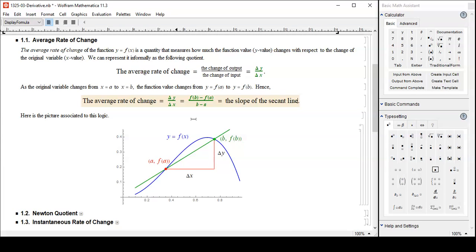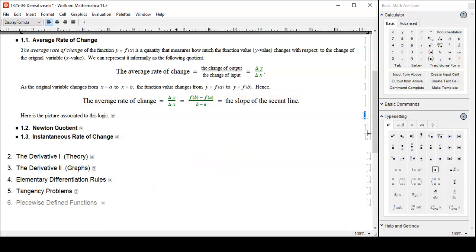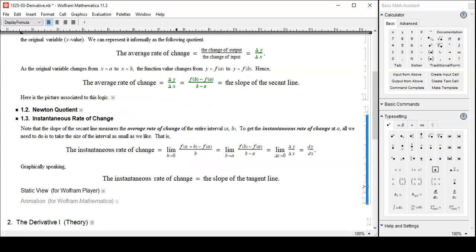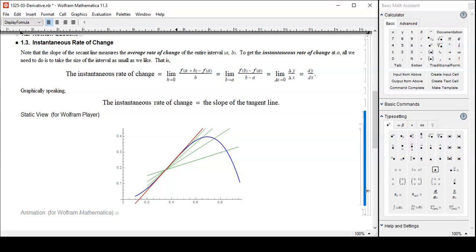Now that's the average rate of change. What we are going to do now is to take the second reference point here closer and closer to the first point, so that this secant line becomes a tangent line. Want to see it in action? Here we go. Something like this. Taking the second point closer and closer, so that the secant lines are converging into the tangent line. Do you see it?